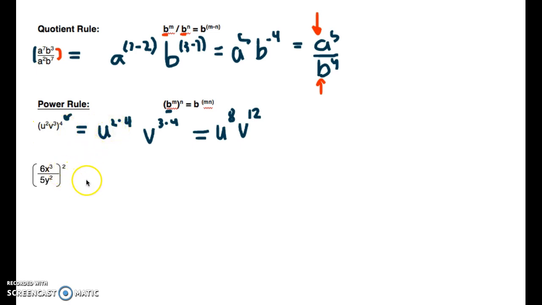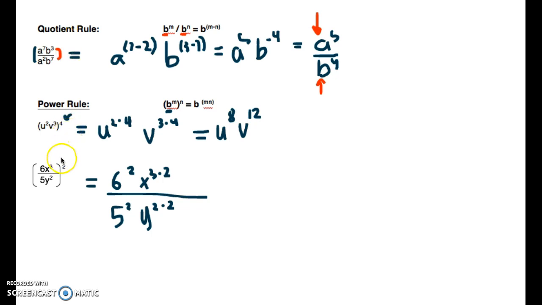Here's another example that we're going to do, and I like it because it involves division, but it also involves the exponent on the outside and number bases on the inside. This exponent goes to every base on the inside. The 6 becomes squared. The x has a cube, but it now also has a square. The 5 becomes squared. The y has a square, and now it's going to be squared again. So as a reminder, this exponent here goes to every base inside the parentheses. It goes to the 6, and it goes to the x. It goes to the 5, and it goes to the y.